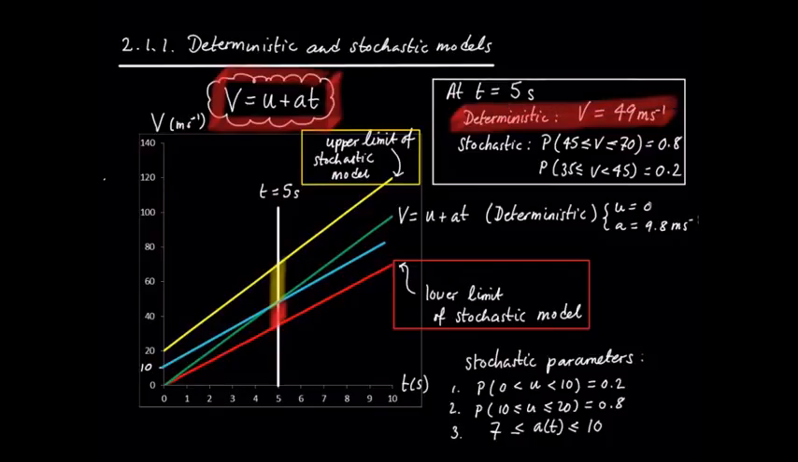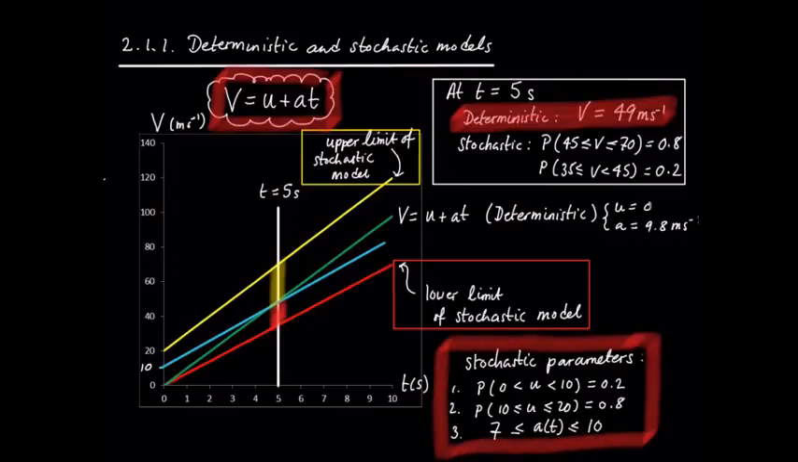If we were to represent this as a stochastic model, that is, a model which is subject to some kind of uncertainty, there might be random fluctuations in the initial conditions, in the initial starting velocity, and variability in the acceleration, we'd finish up with a probabilistic model. And as an example, I've given some stochastic parameters. So in this case, there are 3 parameters. The first one is that the probability that u is less than 10 meters per second but greater than 0 is 0.2, and the probability that u is greater than or equal to 10 but less than or equal to 20 meters per second is 0.8.